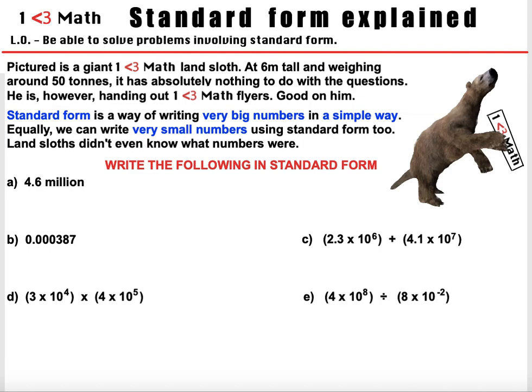So, pictured is a giant 1 less than 3 math land sloth. At 6 meters tall and weighing around 50 tons, it has absolutely nothing to do with the questions. He is, however, handing out 1 less than 3 math flyers.